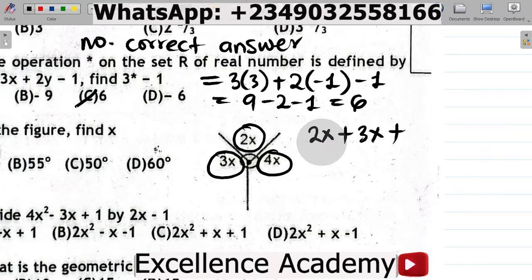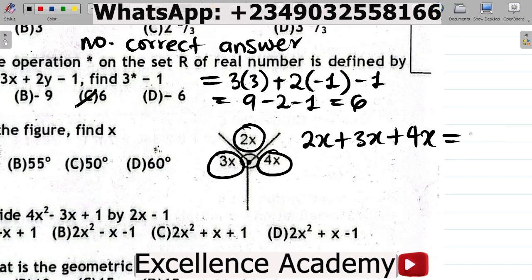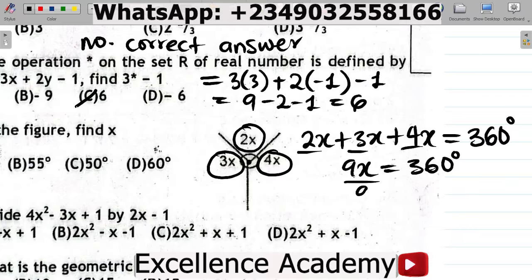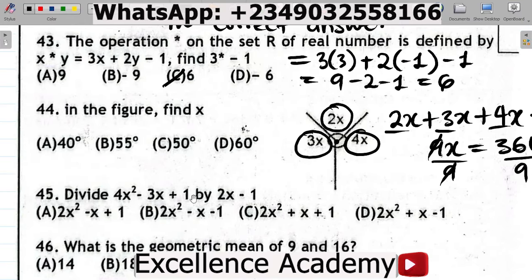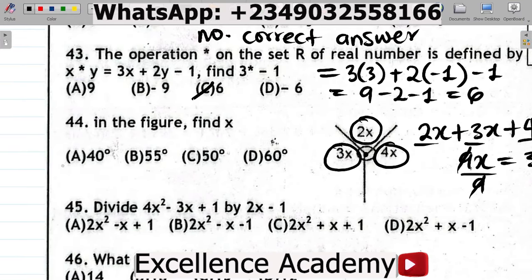Let me write this better. 2x plus 3x plus 4x. The sum of angles at a point is equal to 360 degrees. 2 plus 3 is 5, plus 4 is 9. 9x is equal to 360 degrees. To get x, divide by 9, divide by 9, all right? And that's equal to 360 divided by 9, and the value there is 40 degrees. So do we have an option as 40 degrees? Yes, we do. Option A. So I have this. All right.